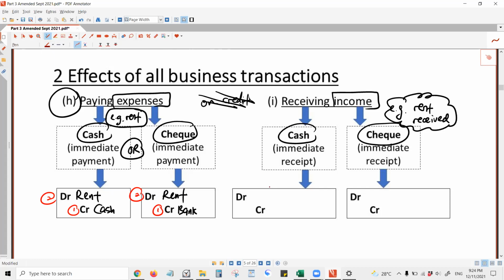Income. If you receive the income in the form of cash, then you debit cash. If you receive the income in the form of check, then you debit bank. Okay, so for income, I will do the debit entry first. Then credit what? Credit the name of the income. Credit rent receipt. Okay, I give you 10 seconds and then I move on to the second half of the page.